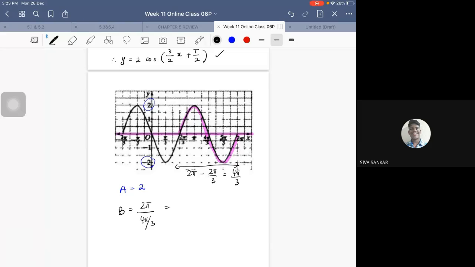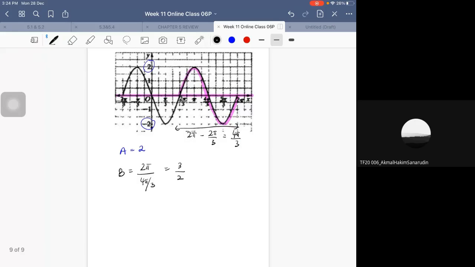So B value dapat nilai berapa? Dapat 3/2. Okay, period dia, B dia adalah nilai dia sama macam sebelum ni sebab period dia pun sama. So because the period value adalah 4π/3, so nilai B pun adalah sama dengan 3/2. Tapi nilai C akan jadi lain. What is the C value?